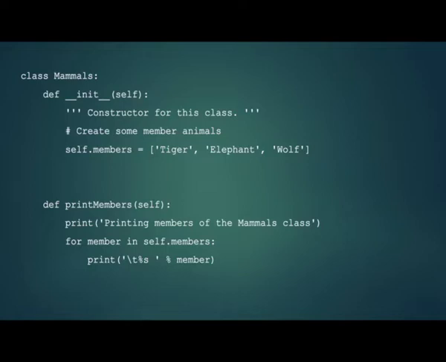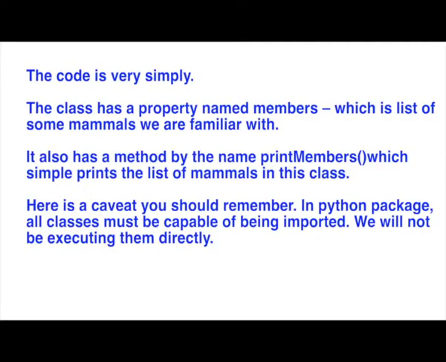And we have put another function called print members for printing out the members of that particular list, and for that we just use this print statement and a for loop for printing the items in the list, and that prints out the names of the animals. Okay. The code is very simple. The class has a property named members, which is a list of some mammals we are familiar with. It also has a method by the name print members, which simply prints the list of mammals in the class.